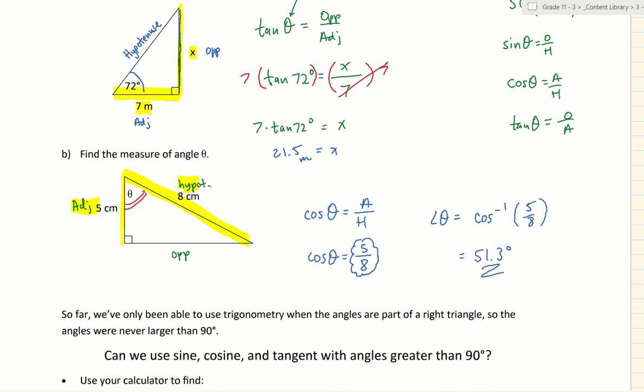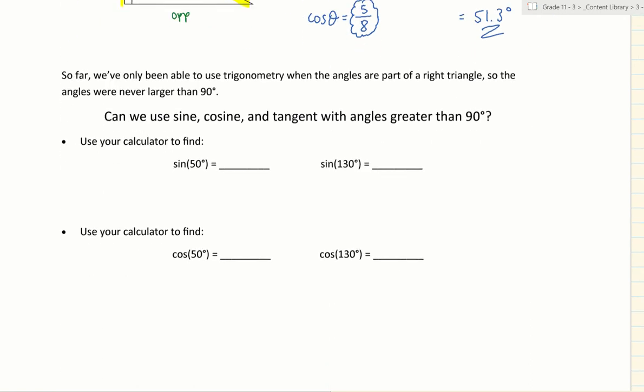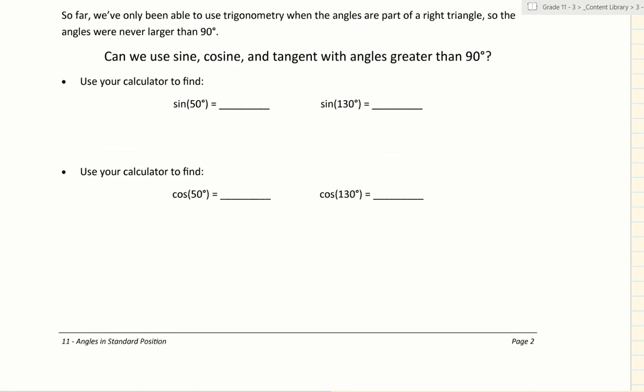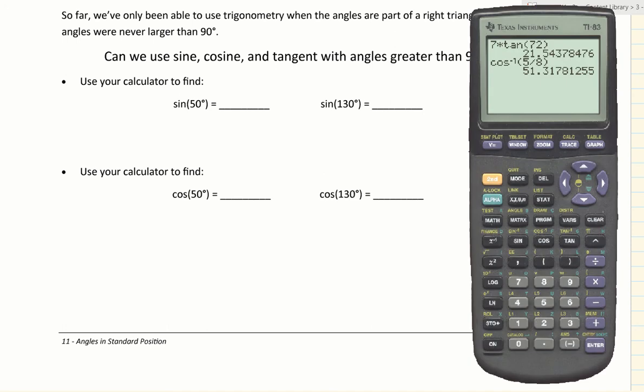But what we're trying to do this year is extend the use of sine, cos, and tan to triangles that aren't 90-degree triangles. In order to do that, we have to settle something in this chapter. That is, how can we take sine, cosine, and tan of angles greater than 90 degrees? How can we do that? And what do the answers mean? Well, let's take a look at these two things here.